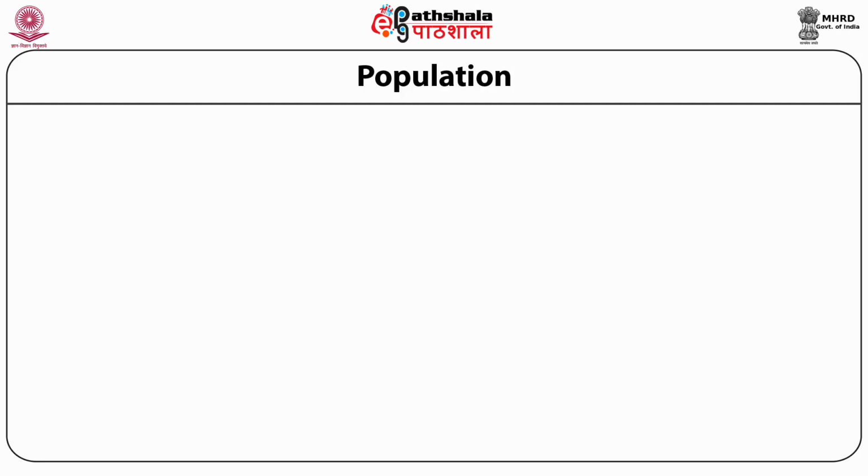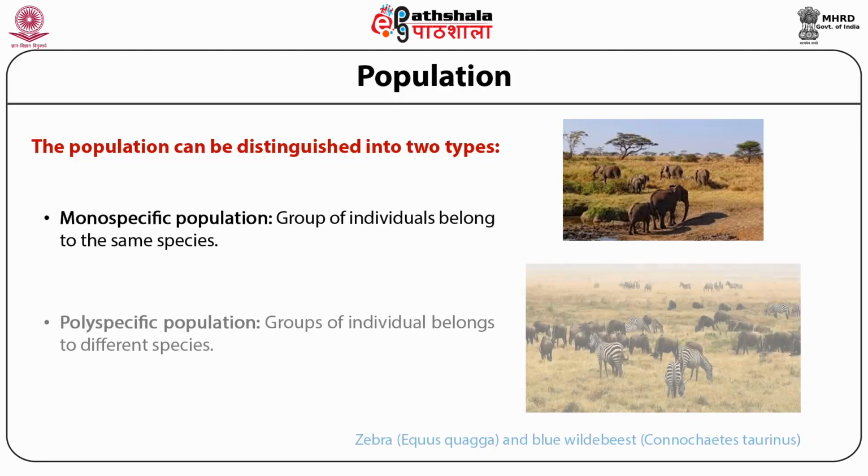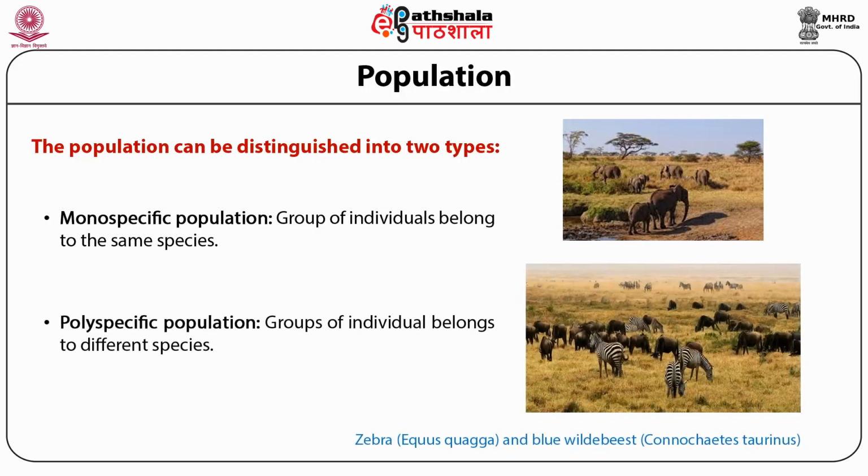Clark in 1954 distinguished the population into two types. The first is monospecific population. So this monospecific population is a group of individuals belongs to same species. Second type is polyspecific population, or it is also known as mixed population, in which groups of individuals belongs to different species. The term community is often used for polyspecific population.